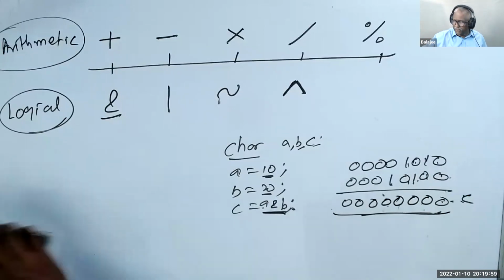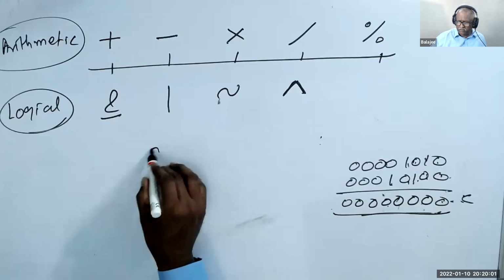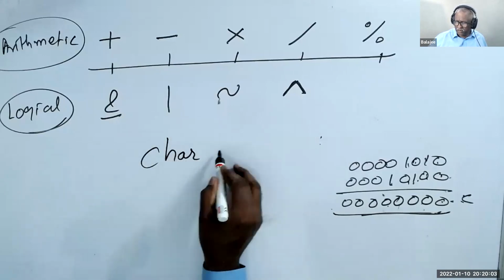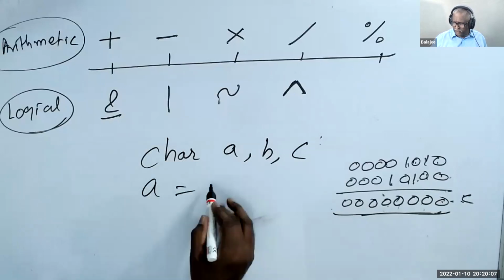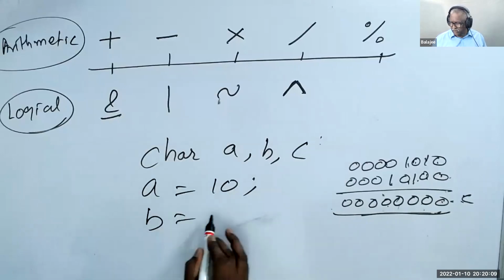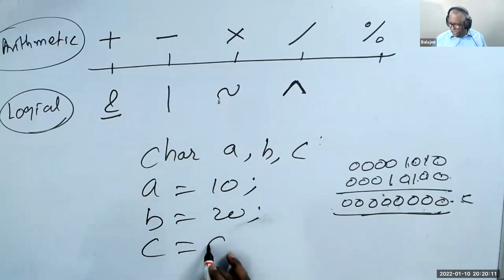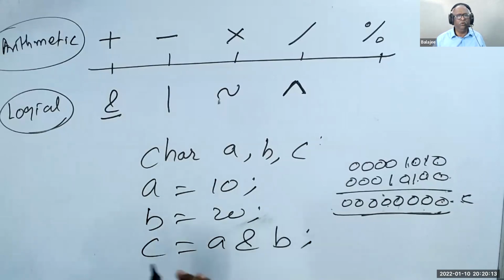Okay. We write a bigger one. char A, B, C. A is equal to 10, B equal to 20. C is equal to A AND B. You understand now? This is a trick. Okay. So now this becomes 0.